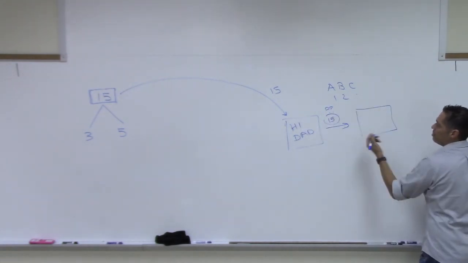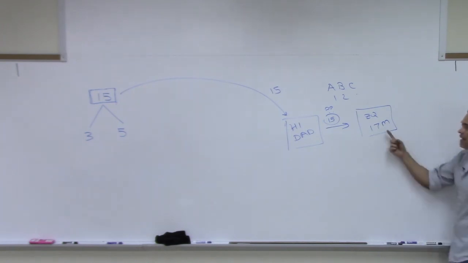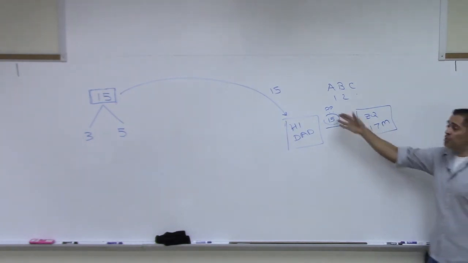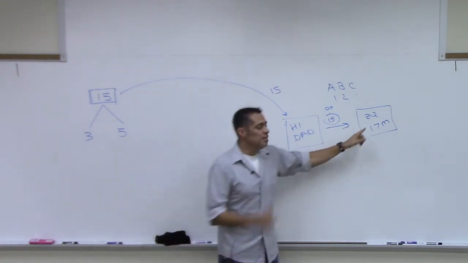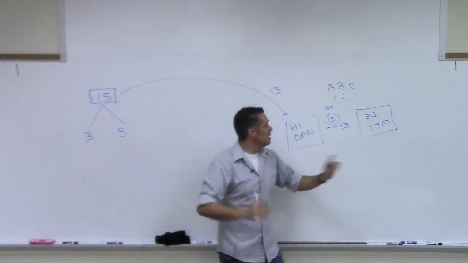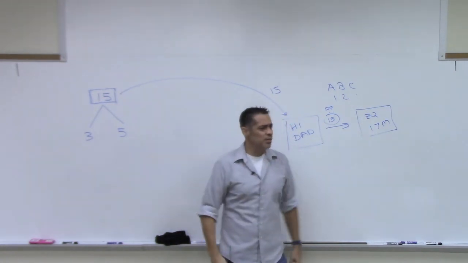You get some message, and maybe the message is ZQ17M. Okay, maybe that's what it is. After you scramble it, right? So you want to send me hi dad. What you're actually going to send me is, you're going to yell back across the canyon to me, ZQ17M. Okay, everyone can hear that, ZQ17M.